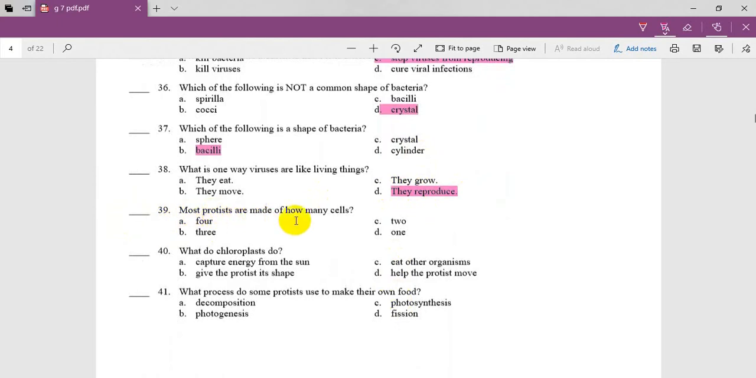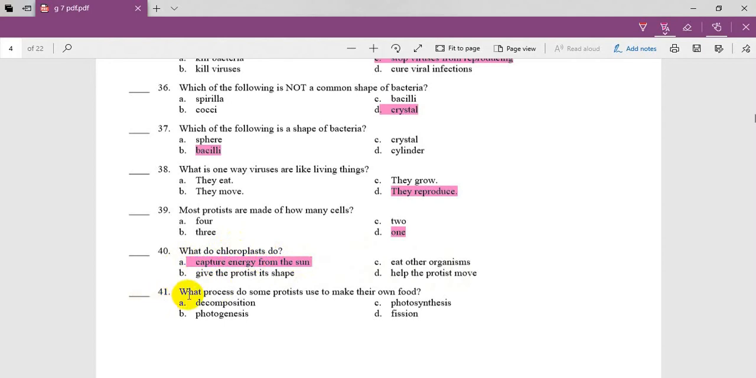39. Most protists are made of how many cells? Most protists are unicellular organisms, or they have only one cell in their body. Question 40. What do chloroplasts do? They capture energy from the sun, they eat other organisms, they give the protist its shape, or they help a protist move. Chloroplast is an organelle found inside plant cells, which helps the plant make food, and captures energy from sunlight during photosynthesis.